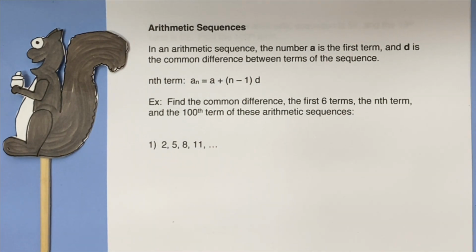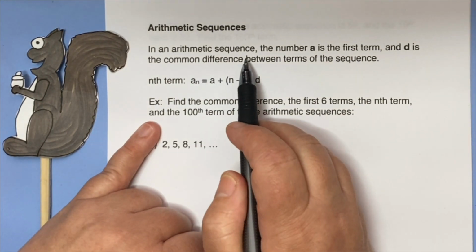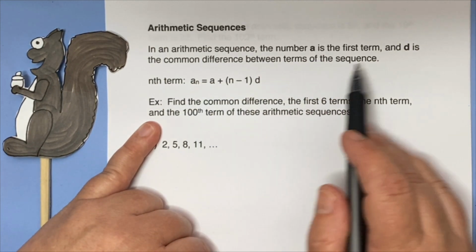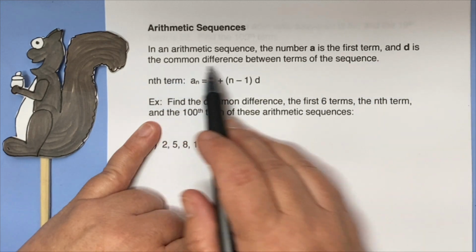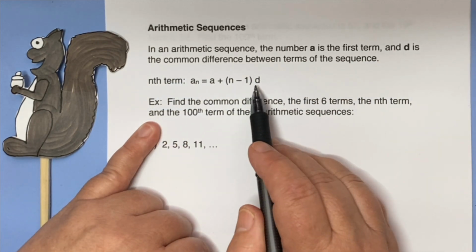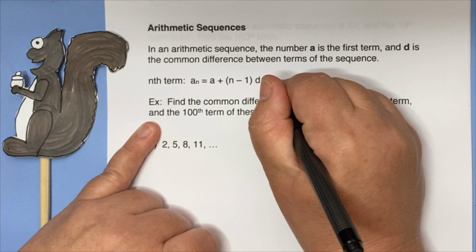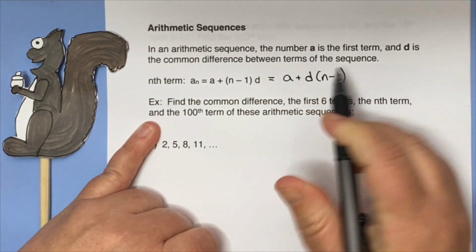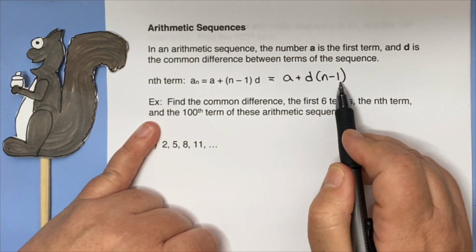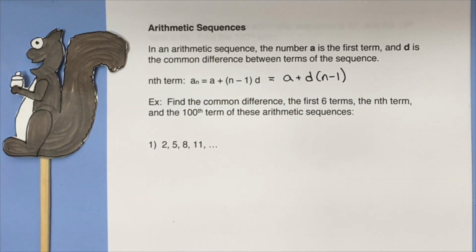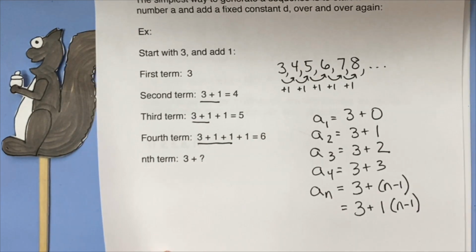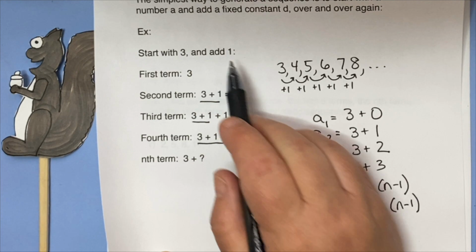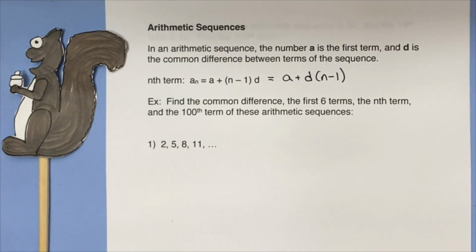Arithmetic sequences. In an arithmetic sequence, the number A is the first term, so there's our first term, and D is the common difference between terms of the sequence. And honestly, a lot of times it feels more comfortable to write the D in front of the n minus 1, so you can go ahead and do it either way. In our case, in the previous problem, our D was 1. That was how much we're adding every time, the common difference.